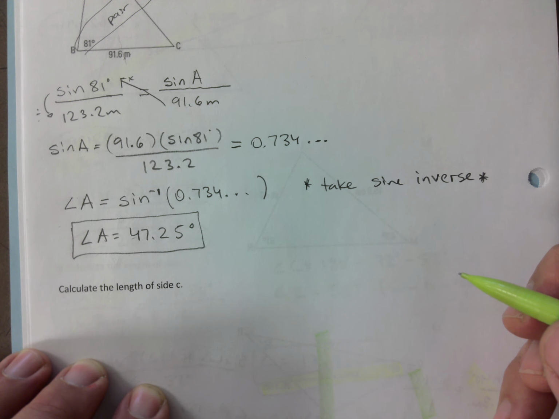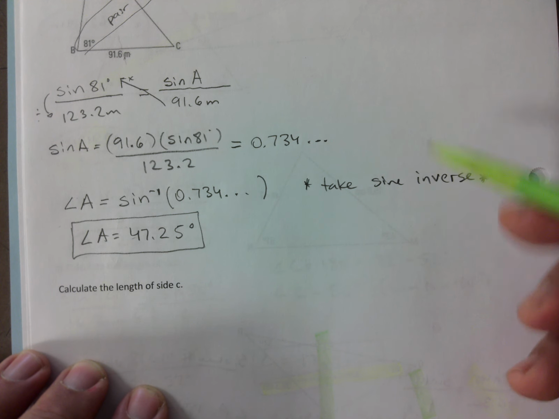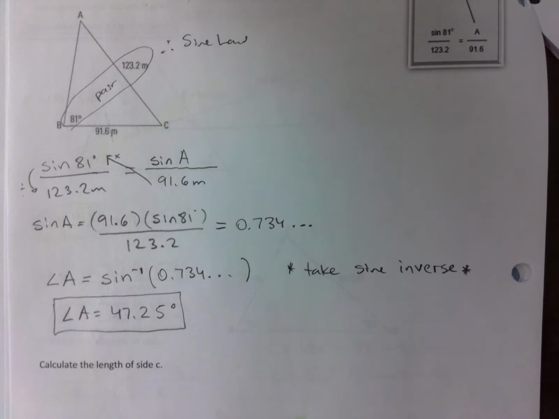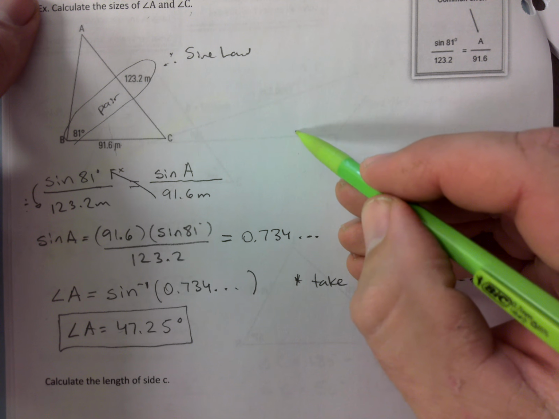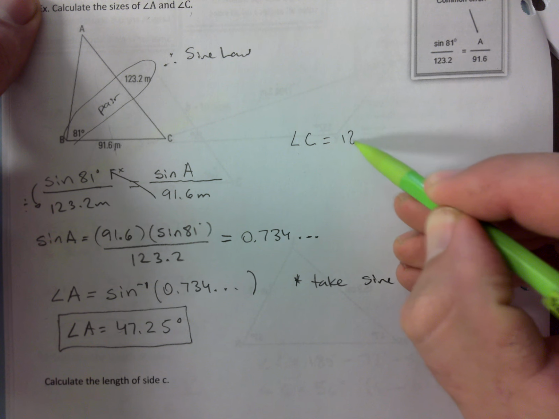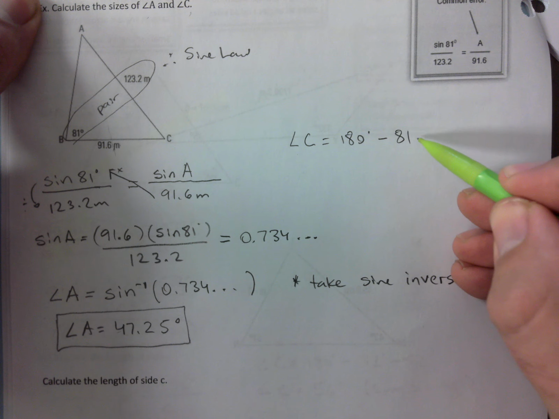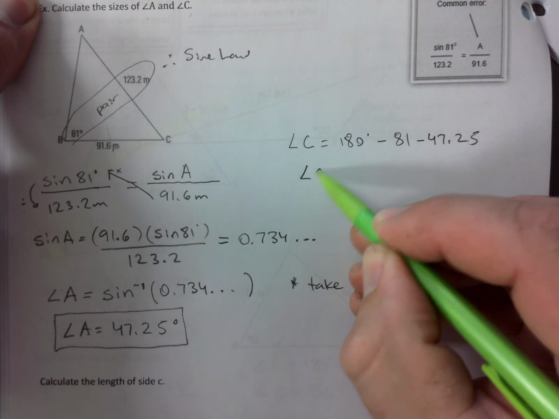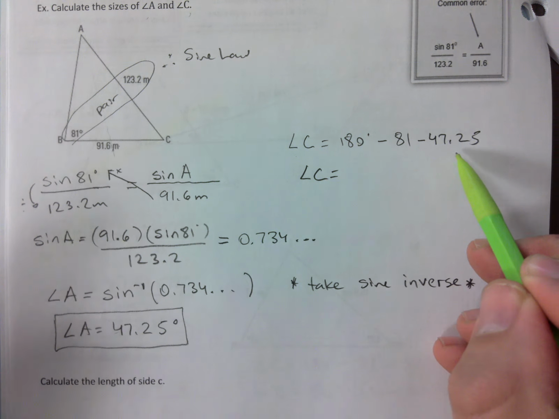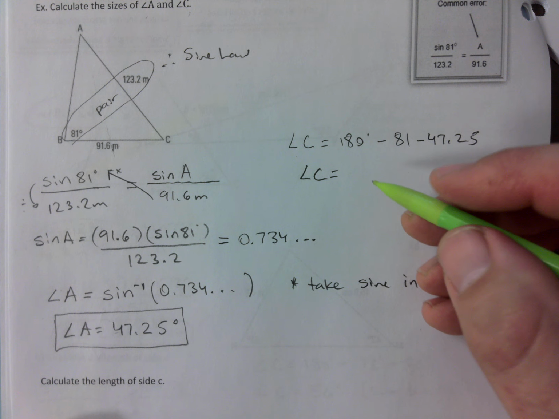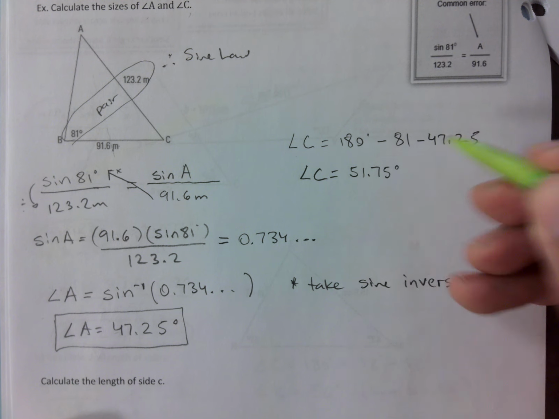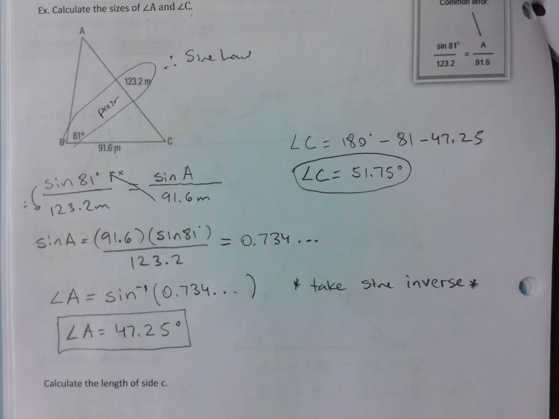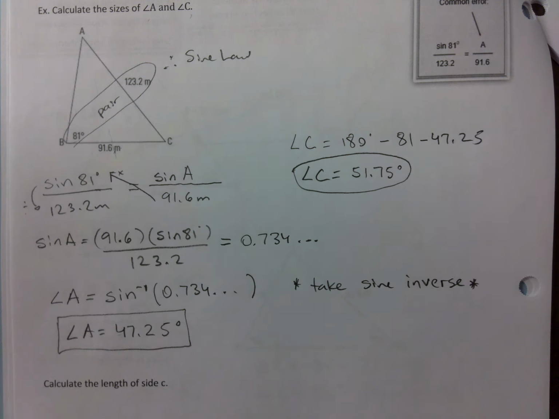So now on to angle C. I kind of used up a lot of space. I'm just going to do C up here. Do we know two angles now? You saw, right? So I'm just going to go angle C is 180 minus 81 minus 47.25. So I subtract the two angles that I know of this triangle, and I'm left with angle C, which is 51.75. Clearly indicate that's angle C right there. So, yeah. Whenever you have two angles, you can easily find the third.